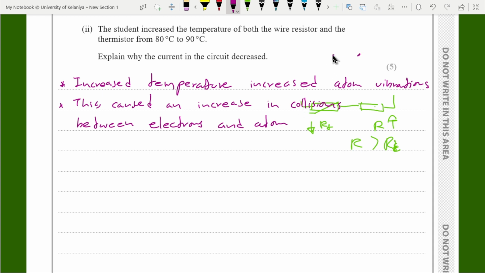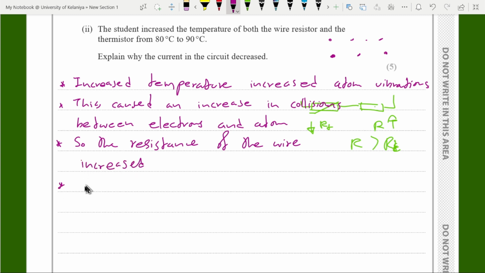If we draw the lattice, something like this, when they are vibrating more frequently, what happened? Electrons cannot pass through between them, so the collisions of electrons and the atoms increase. Because of this, resistance will increase. So the resistance of the wire increased.